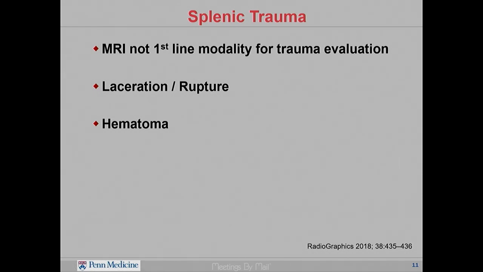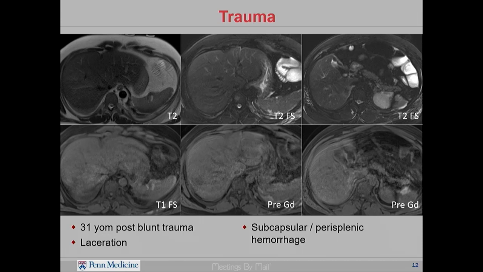For trauma, MRI is not going to be the first modality, but sometimes you'll encounter it. And this is just an example of a patient who had blunt trauma and who had lacerations, and you can see just the T1 shortening related to subcapsular hematomas and lacerations.